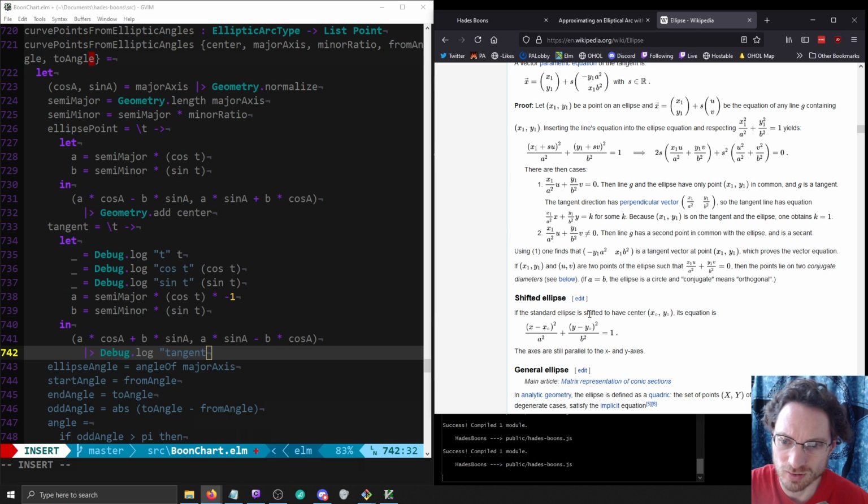Negative y1, x1, whatever a and b are, is a tangent vector at point x1, y1. So this is a tangent vector, meaning we don't care how big it is, it just has the right direction.